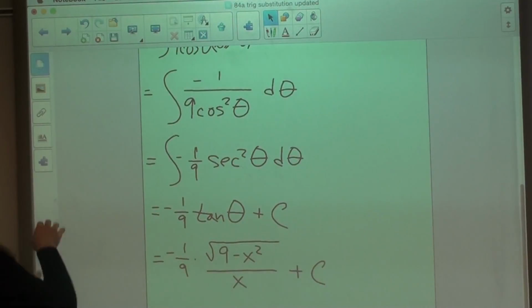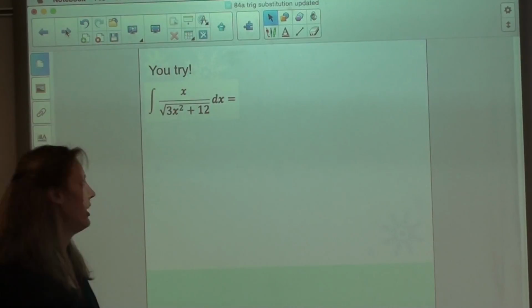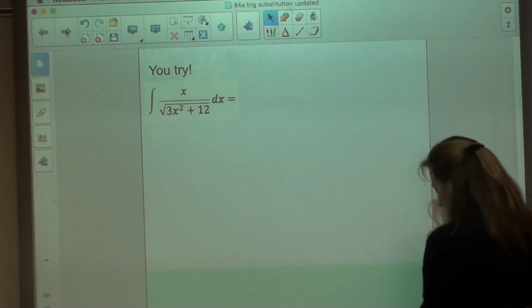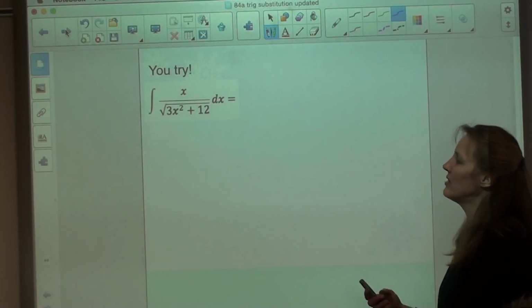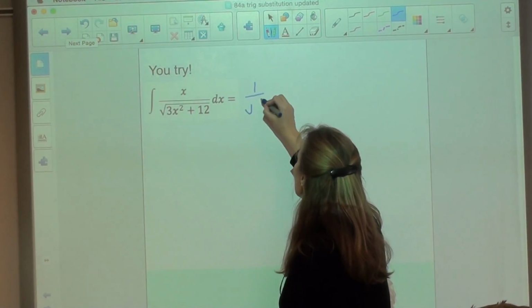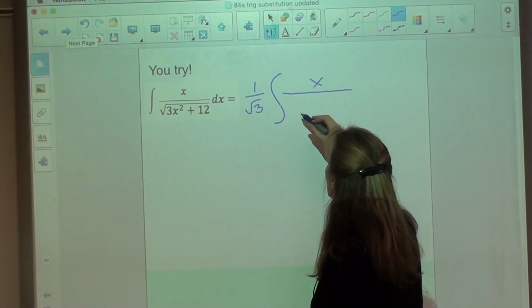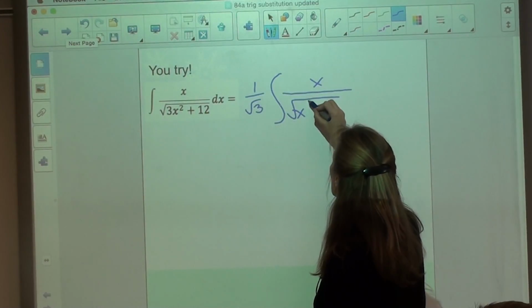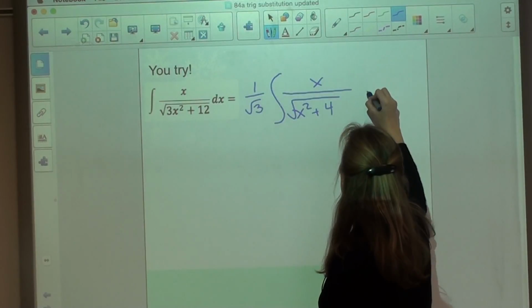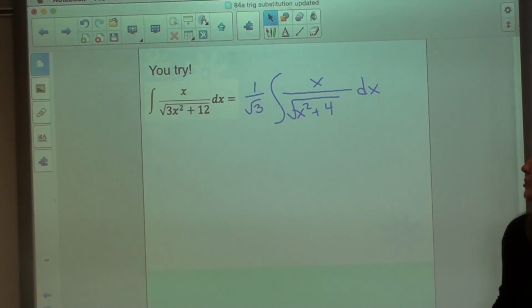It is. Okay, so let's give one a try, let's see if you can do it. Now, I'm just going to give you a little hint. When you have a coefficient on the x, rather than doing a u sub for it, personally what I like to do is pull that coefficient out before starting, and rewriting it like that.